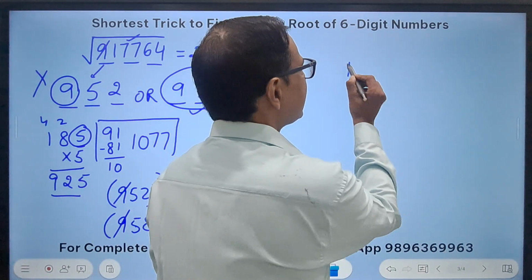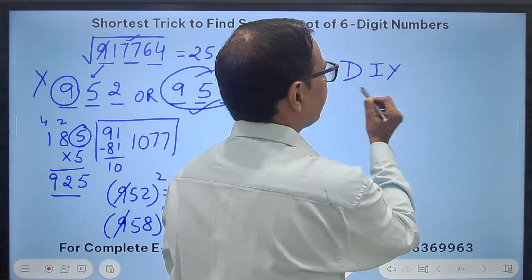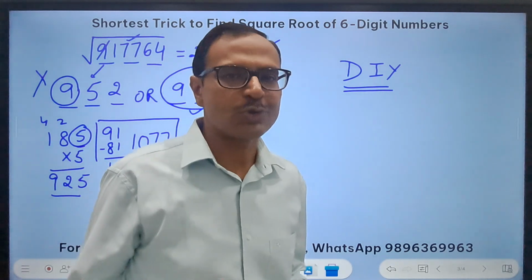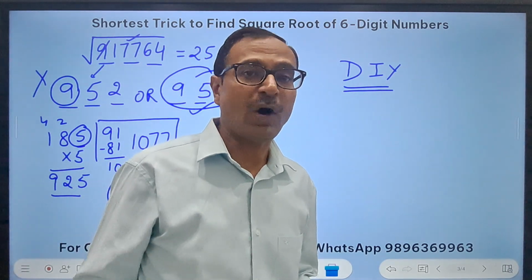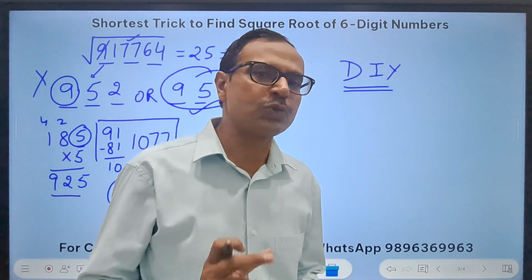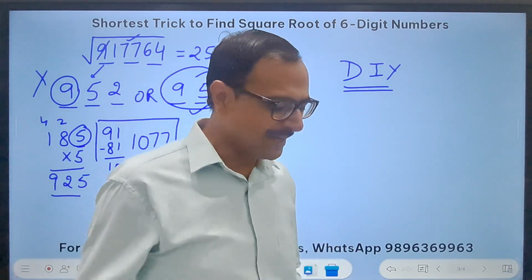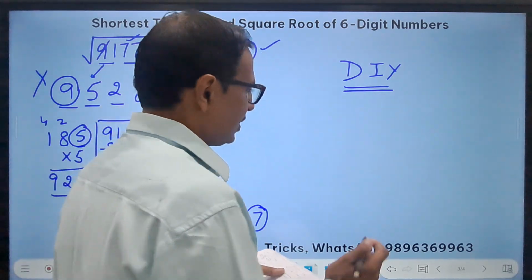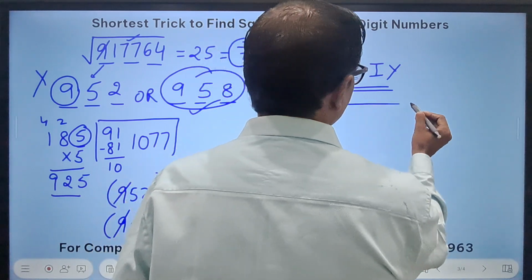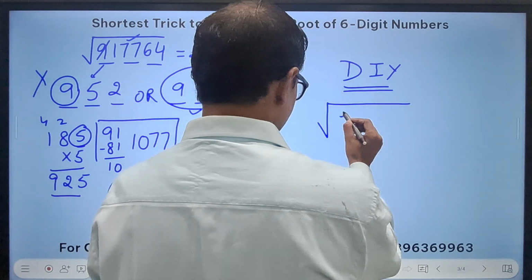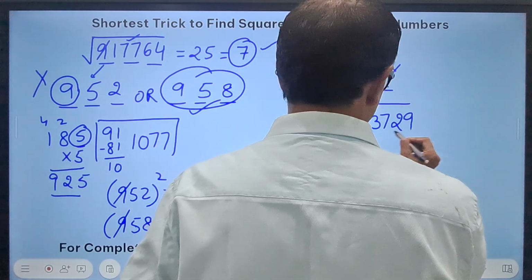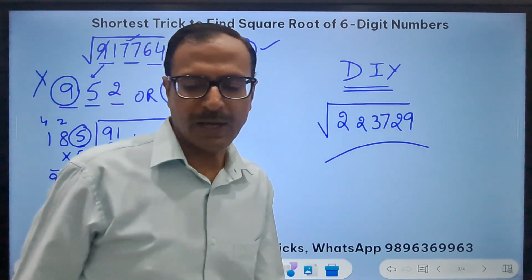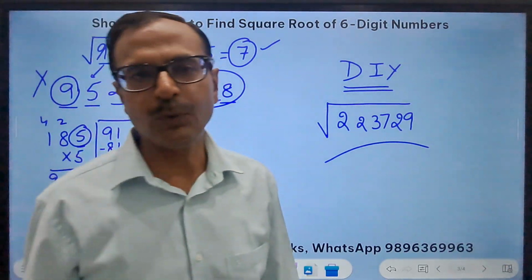So I am giving you a question as a DIY, do it yourself question. Try to solve that and let me know in the comments here what is the answer for the question and how much time you took to solve it through this method, right? So the number which you have to take up is the square root of 223729. So you need to solve this, and I'll wait for your comments and I'll evaluate those comments.